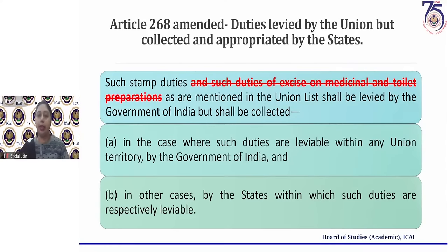You will get a clear-cut idea, but still, I think the legislative framework which I explained would have given you an idea that in case of intrastate transactions, CGST plus SGST normally will be levied. In case of interstate transaction, IGST would be levied.